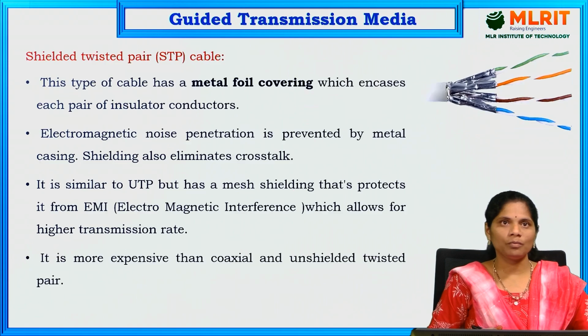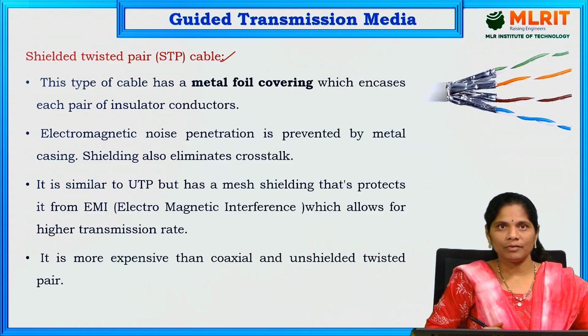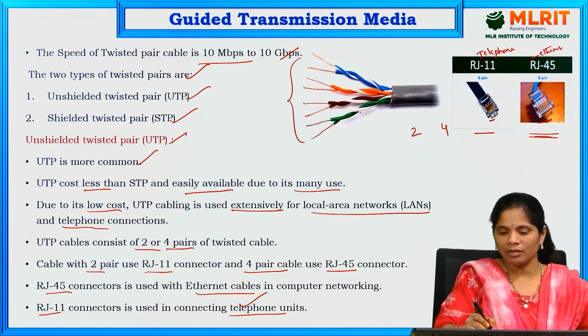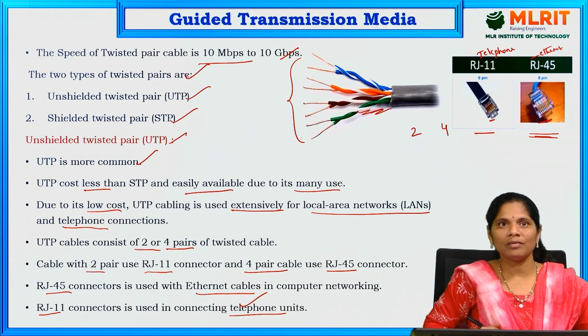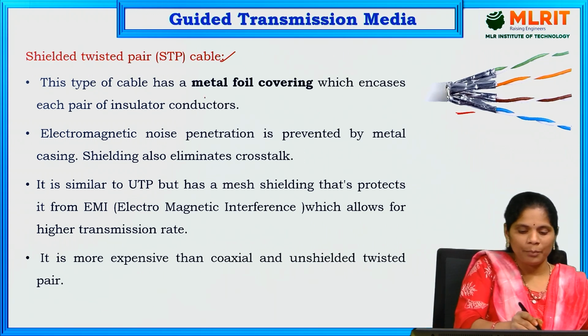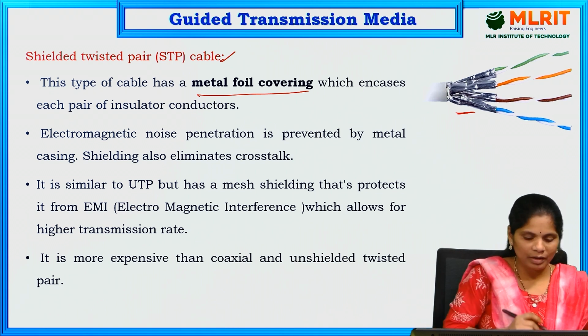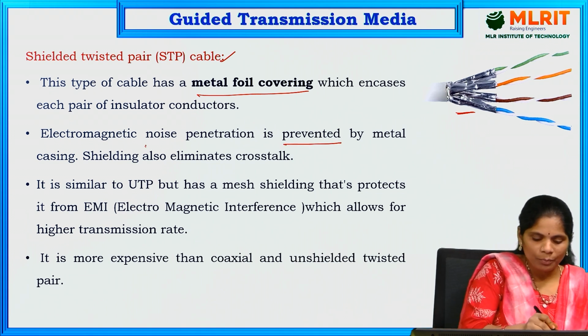And coming to shielded twisted pair cable. What is shielded twisted pair cable here? See the difference here. There is no shield here. That is the unshielded twisted pair. And compared to here, it is having some shield. That is metal foil covering. This covering is used for each and every pair. So it is mainly for preventing noise penetration.